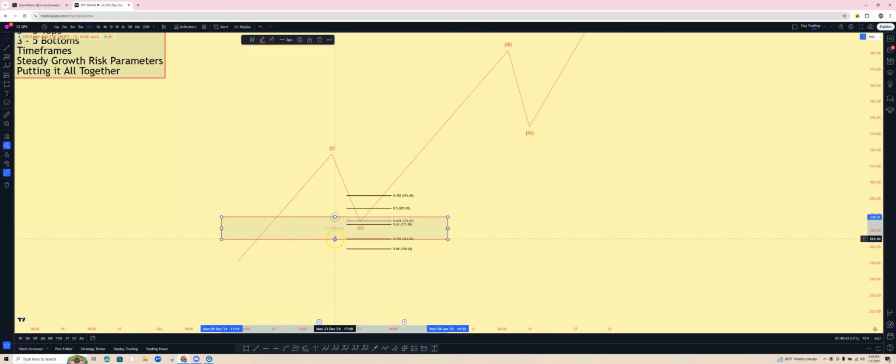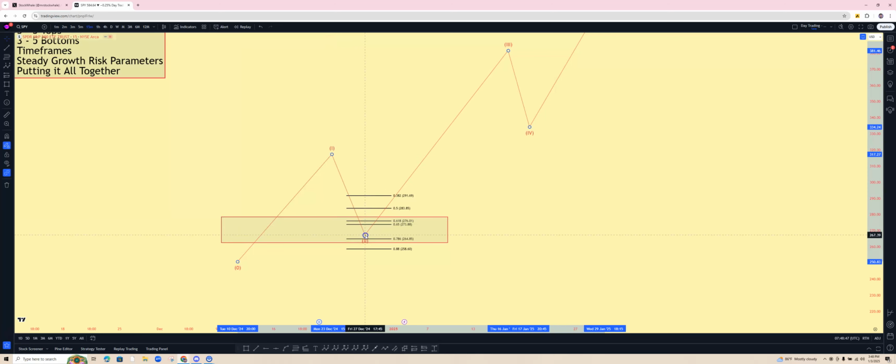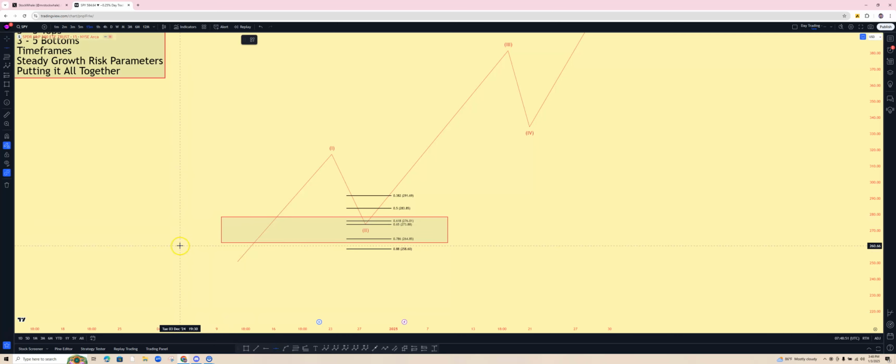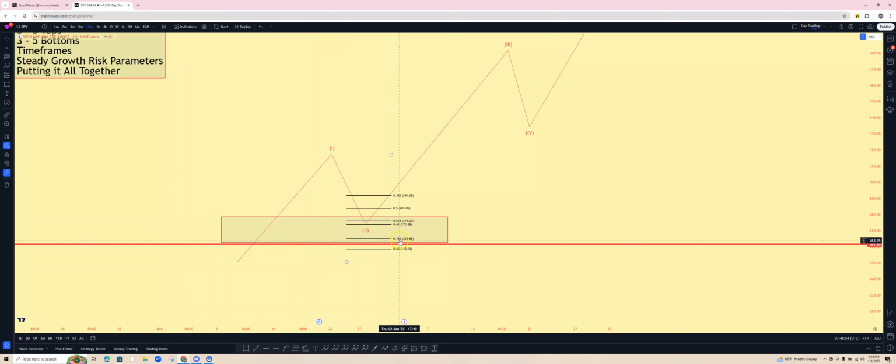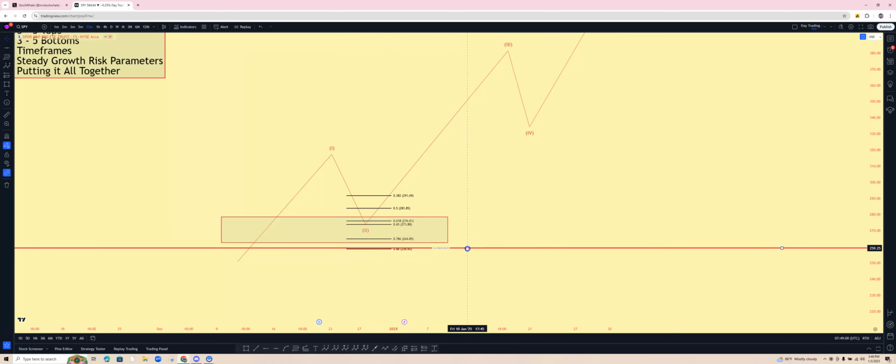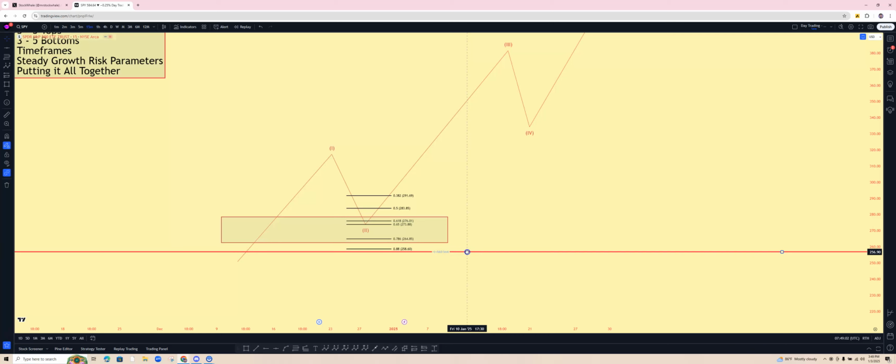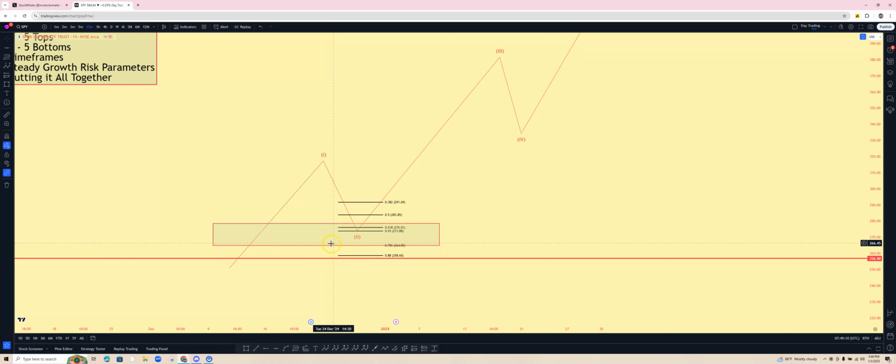This is typically where you see the most buying, whether it's the 618 or the 786. You want to buy this. You want to put your stop loss either under the midway of the 786, around this level, between the 786 and the 0.88. Or if you want to be a little bit more conservative, you can put the stop loss under the 0.88.